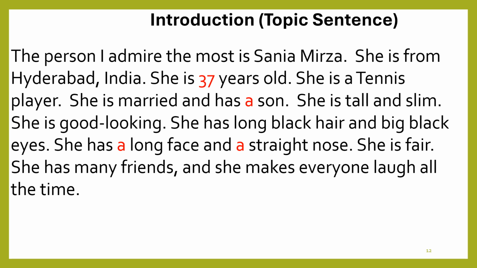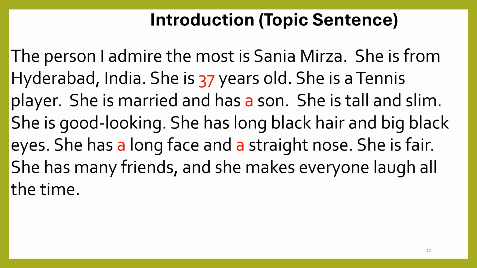Clear? We started with a topic sentence where we wrote the name of the person, then we wrote the place he or she is from, and then the age of the person, then his or her job or profession, then marital status and children, then height and body build we combine together, then looks, then hair and eyes we combine together, face and nose we combine together in one sentence, then skin color, and then the personality traits. I hope till here it is clear.